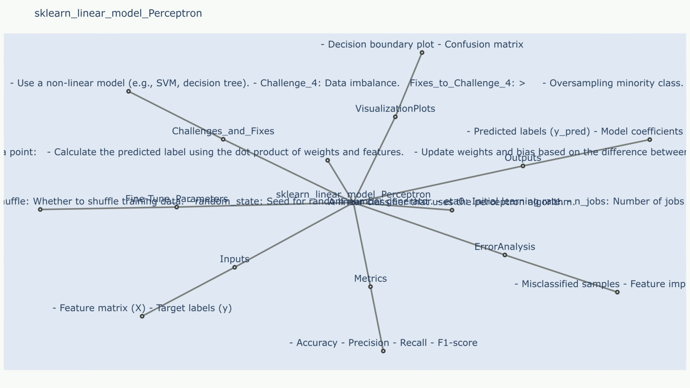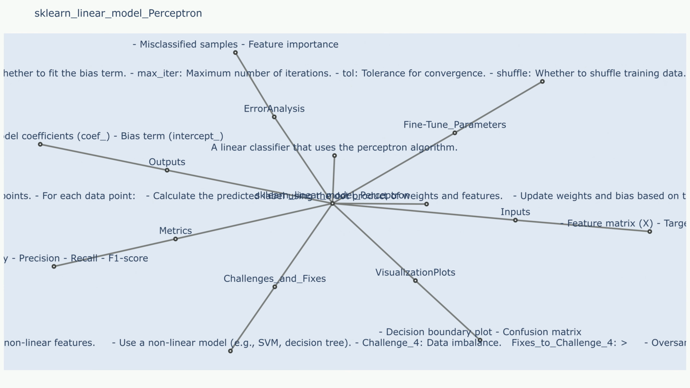The default is true. Max_iter: the maximum number of iterations to run the algorithm. The default is 1000. Tol: the tolerance for the stopping criterion. The default is 1e-3. Shuffle: whether to shuffle the training data before each iteration. The default is true. Random_state: the random seed used to shuffle the training data. The default is none. Uncertainty methods.